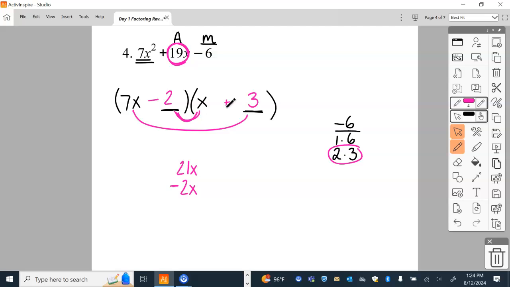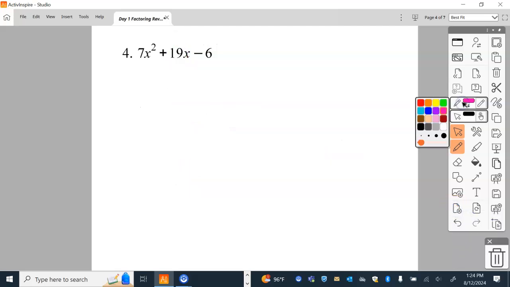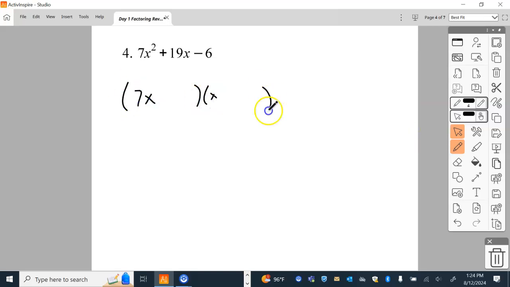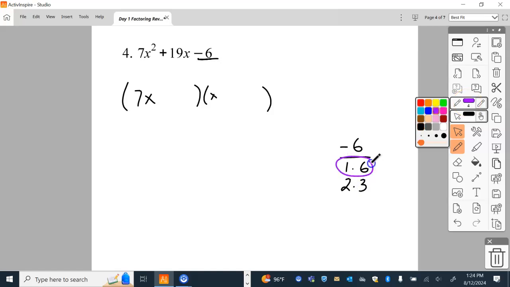Okay, so just to reiterate, let's pretend that we didn't start magically with the correct answer, right? Let's go back, okay? And again, same rules, so we've got 7x and x. We look at all the factors of -6, 1 and 6, 2 and 3. Okay, so let's start with the other ones. Let's pretend it's 1 and 6. So you can put the 1 here, the 6 here, right? It doesn't matter. So let's try 6 and 1.